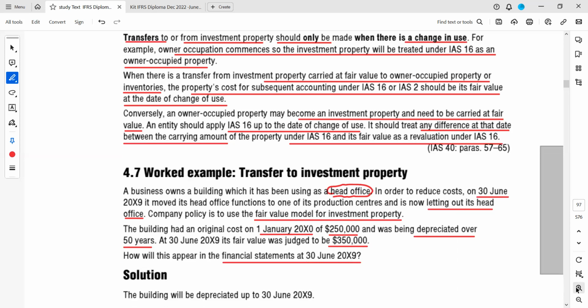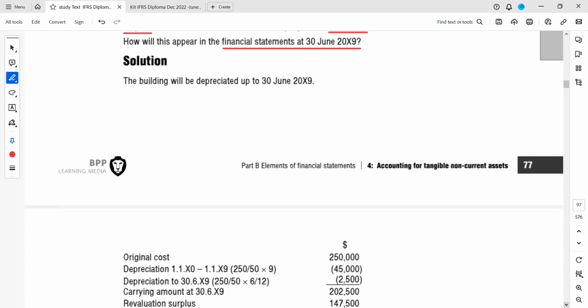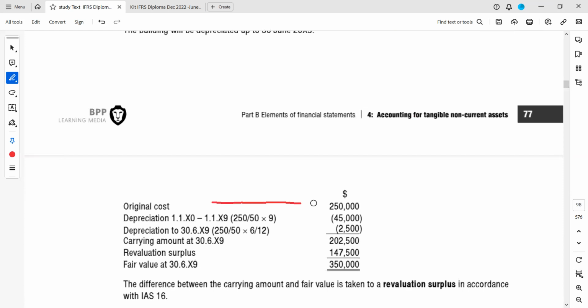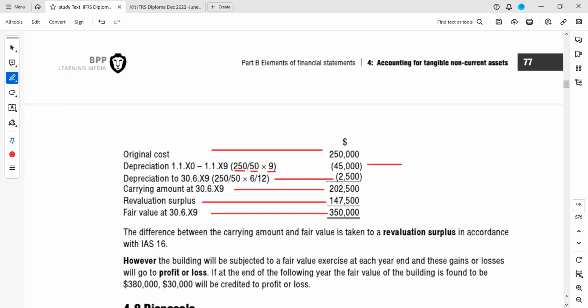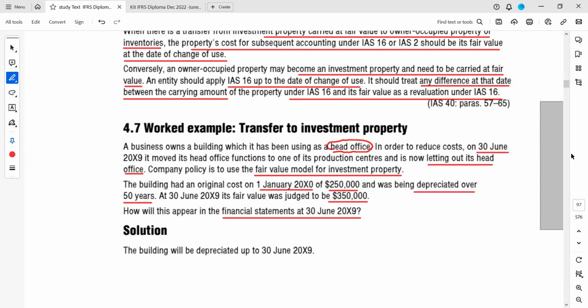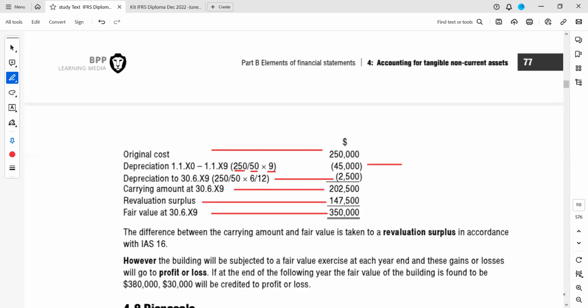So first of all, we have to identify depreciation from when we purchased this, 1st January 20x0, till 30th June 20x9, 9 years and 6 months depreciation using the straight line method. So the original cost per annum depreciation is 250 divided by 50 multiplied by 9. This is 9 years depreciation, and this is 6 months depreciation. So book value at the time of change is 202,500. Now market value is 350,000, and there is a surplus of 147,500 that needs to be recognized in OCI. And now fair value is 350,000. So this becomes the cost of the investment property. So that was the accounting model under change.